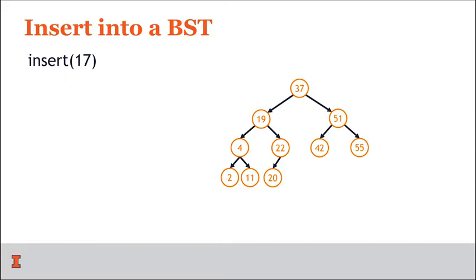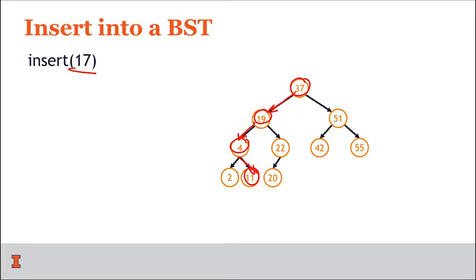So looking for 17, we use the find algorithm we just discussed. Starting at the root, 37, going left to 19. 17 is less than 19, going left again to 4. 4 versus 17 means we need to go right. 11 versus 17 means we need to go right.